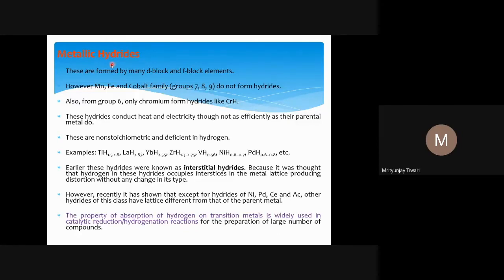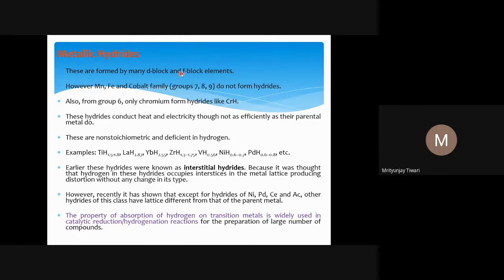However, since the D block, these hydrides or metallic hydrides are formed by D and F block elements. And why are they called metallic? Because these hydrides can also conduct electricity to a certain extent. So this is what is seen in the metallic hydrides.